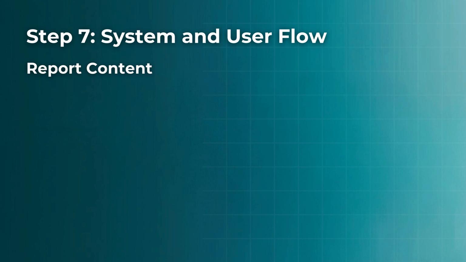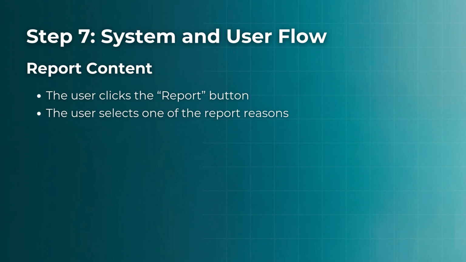It starts with a click. If the user comes across a post or comment they think is inappropriate, they simply click the report button. Next, they choose a reason. The platform presents a list of options, like spam, inappropriate content, or something else, and the user selects the one that fits best. Finally, they submit. With one click, their report is sent off for review.